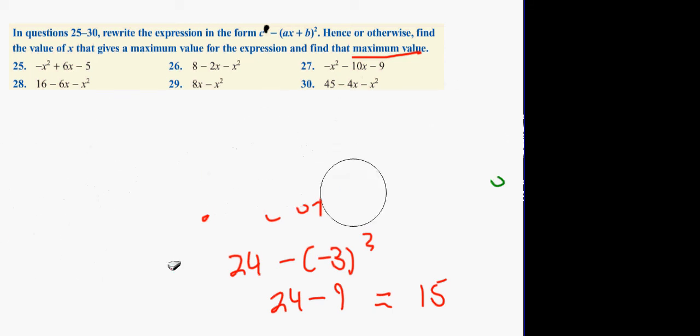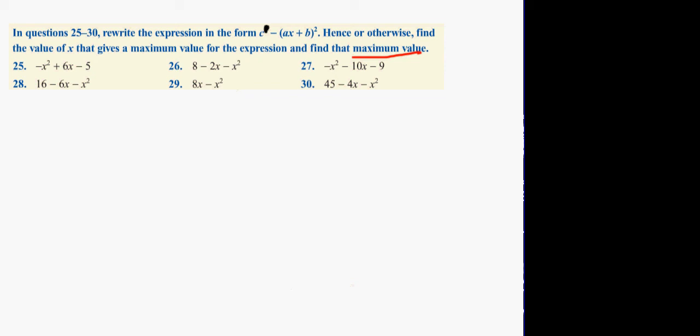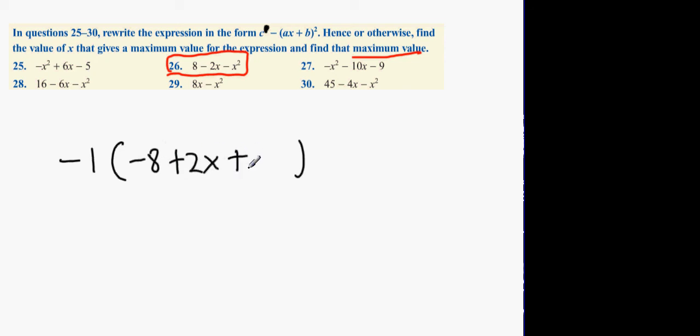Step 1 in all of these questions, we're going to do question 26 starting off. In question 26, always take out minus 1 starting off. Minus 1 brackets. Now what does this change into? Minus 8 plus 2x plus x squared. When you have a minus x squared question, you always want to change into plus x squared. Step number 2, rearrange it into a normal quadratic.